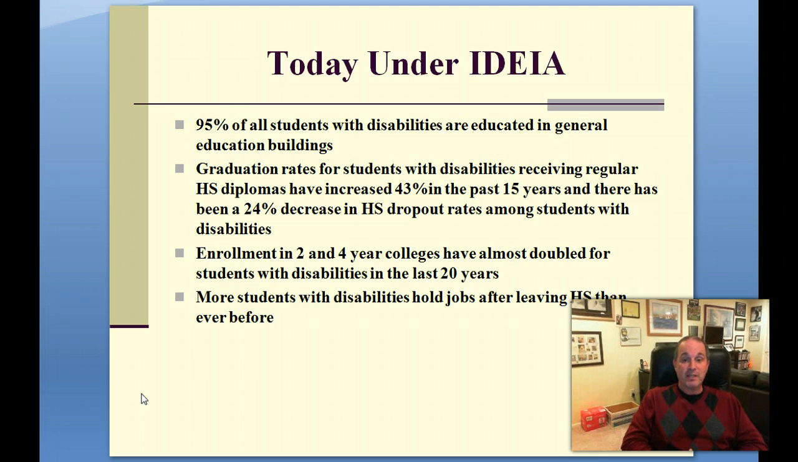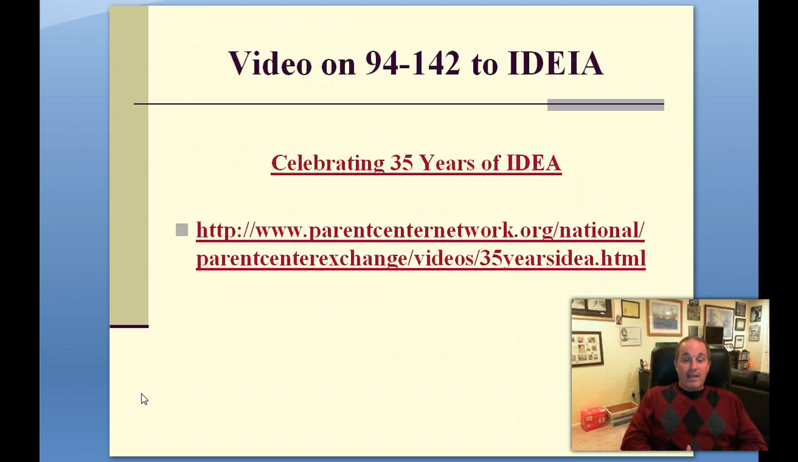Well, what we know is that 95% of all students with disabilities are educated in general ed buildings. Graduation rates for students with disabilities receiving regular high school diplomas have increased 43% in the past 15 years, and there's been a 24% decrease in high school dropout rates among students with disabilities. Enrollment in 2- and 4-year colleges has almost doubled for students with disabilities in the last 20 years, and more students with disabilities hold jobs after leaving high school than ever before. So clearly we have made improvement from where we were starting back in Brown and working our way through to today. Finally, on the last PowerPoint slide, you'll see a link for a video on where we are after 35 years under IDEA. This ends the lecture on the overview of the history of legal issues in special education.